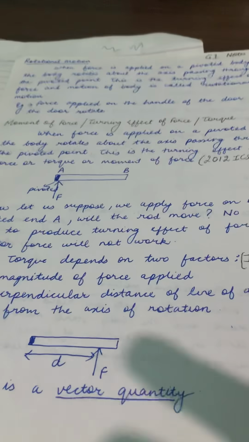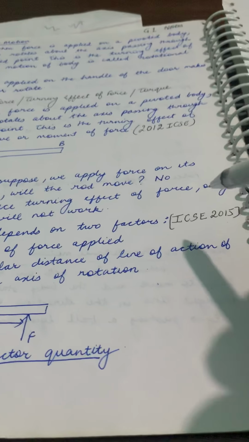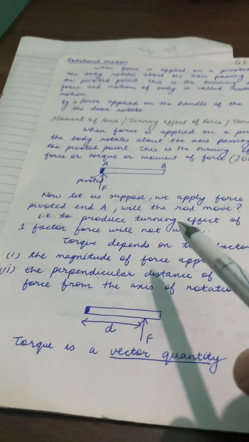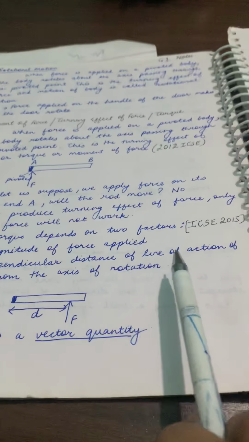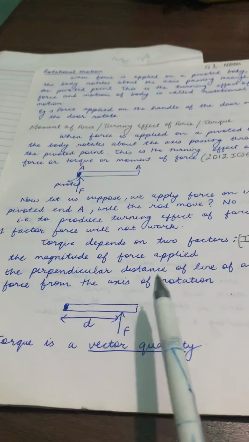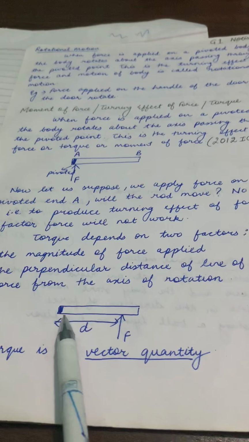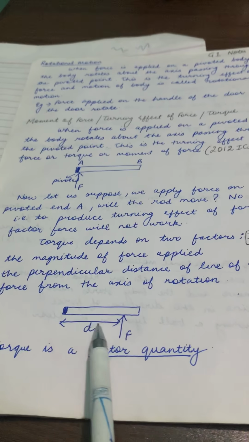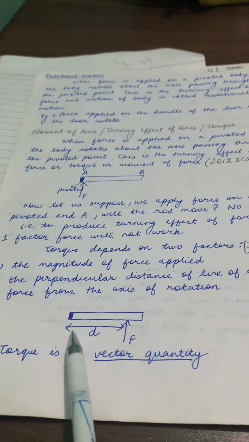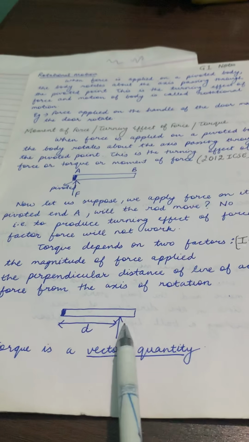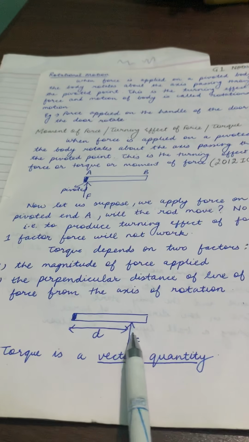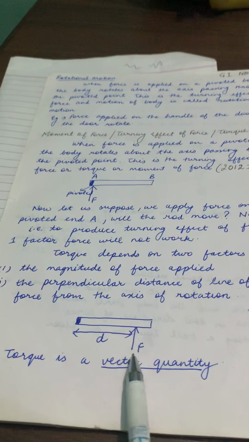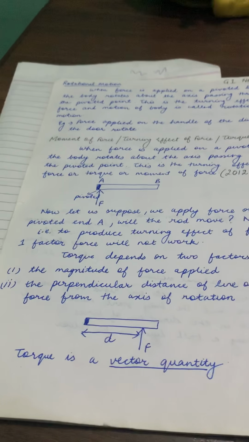So torque depends upon two factors, and this question was asked in ICSE 2015. The first factor is the magnitude of the force applied. The second is the perpendicular distance of the line of action of force from the axis of rotation. This is your pivoted end. Where you apply the force, this perpendicular distance also matters, whether you apply the force here, here, or here. So the magnitude of force is important, and second, this perpendicular distance of the line of action of force from the axis of rotation is important.